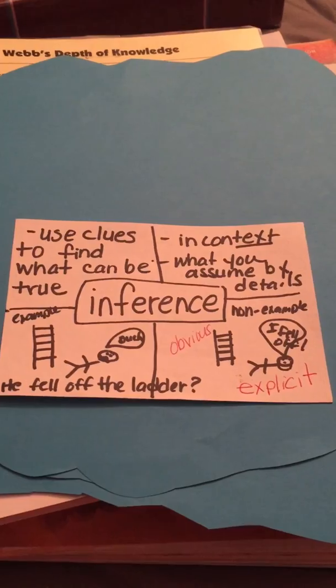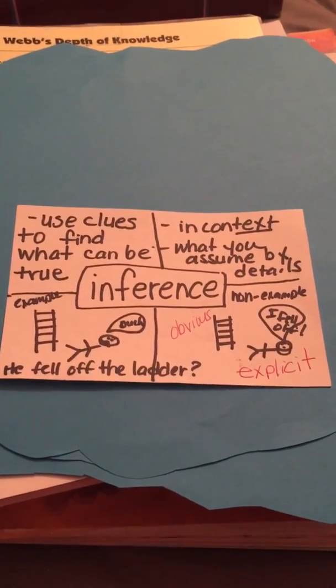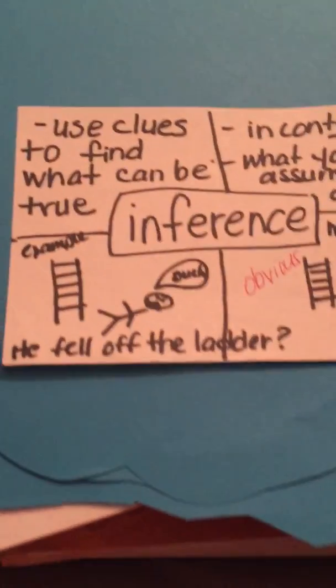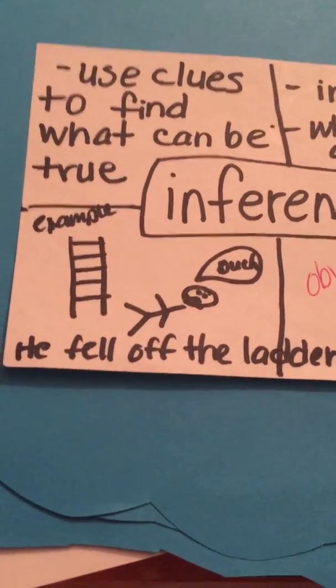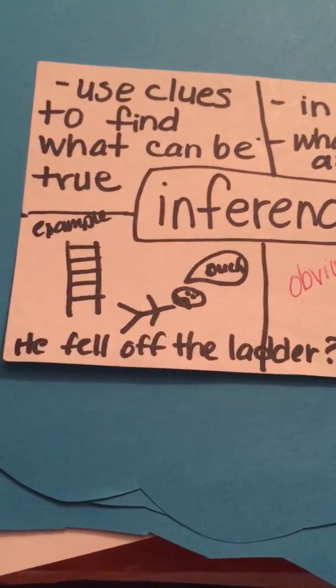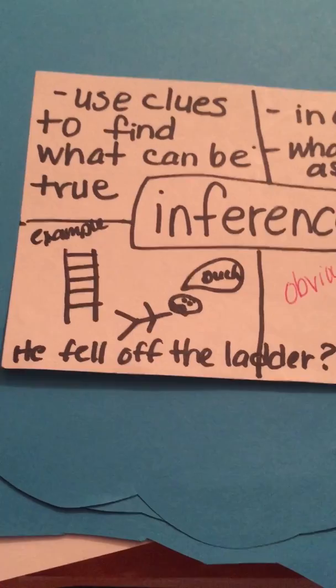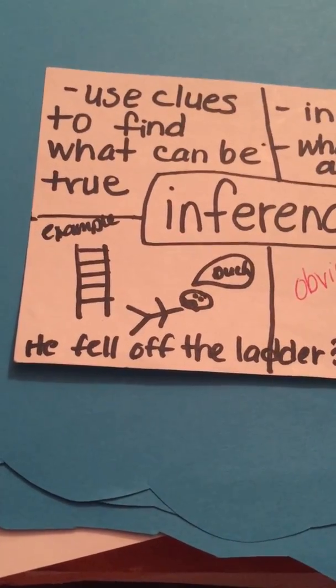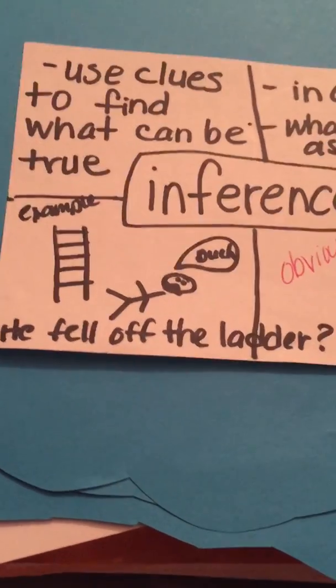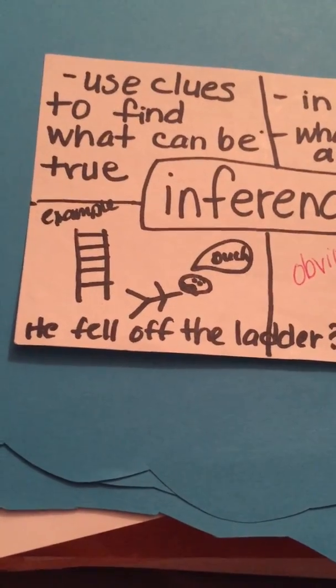Making an inference, you do it every day. Not only in reading, you do it every day. Here's an example, silly example I made. He fell off the ladder. We know that. Why? Because he's laying on the ground saying, ouch, and there's a ladder there. We didn't see it happen. We're making an inference.